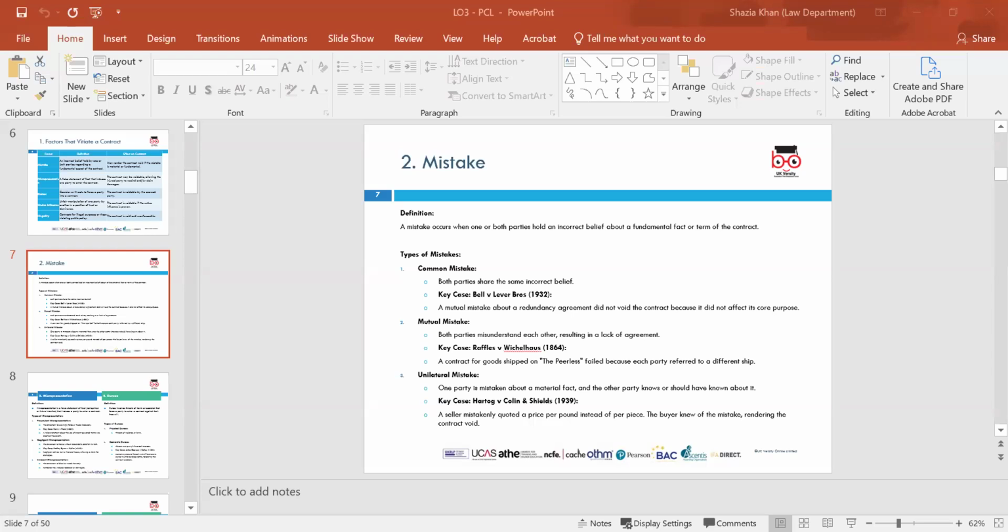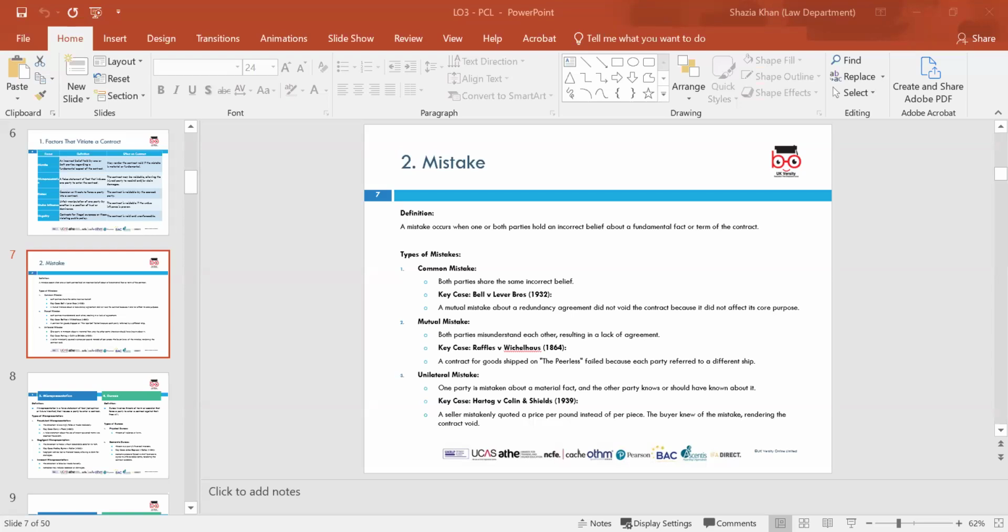For example, imagine you enter into a contract to buy a piece of equipment. Additionally, you and the other party did not realize that the equipment did not work. In that case, this is likely to be a sufficiently serious common mistake. In such situations, the court might determine that the parties did not create a contract at all. Alternatively, the court may decide that the parties created a contract, but it's void, making it a voidable contract. And the case in regards to the common mistake is the case of Bell and Lever Brothers, where a mistake about a redundancy agreement did not void the contract because it did not affect its core purpose.